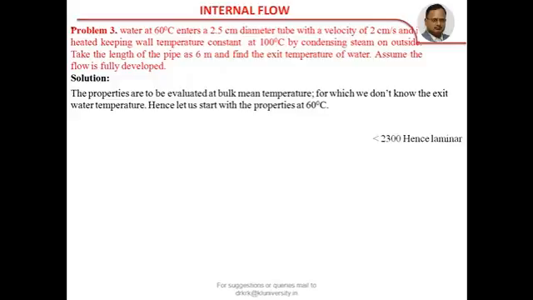So therefore, to assess the Reynolds number, we need to have the properties of water at bulk mean temperature. Bulk mean temperature is inlet temperature plus exit temperature by 2. Since we don't know the exit temperature, we assume the properties are at 60 itself, and then we will proceed.